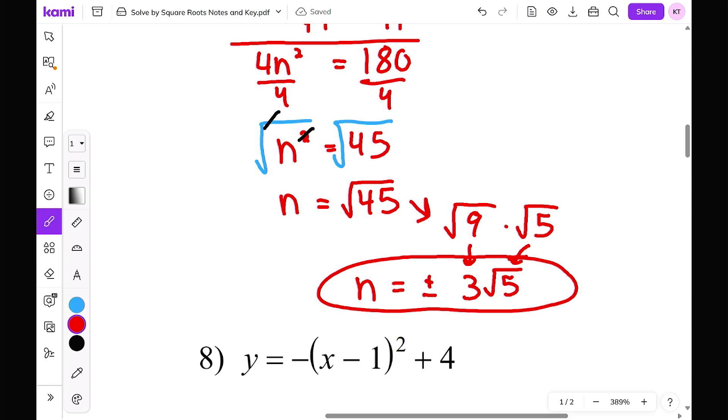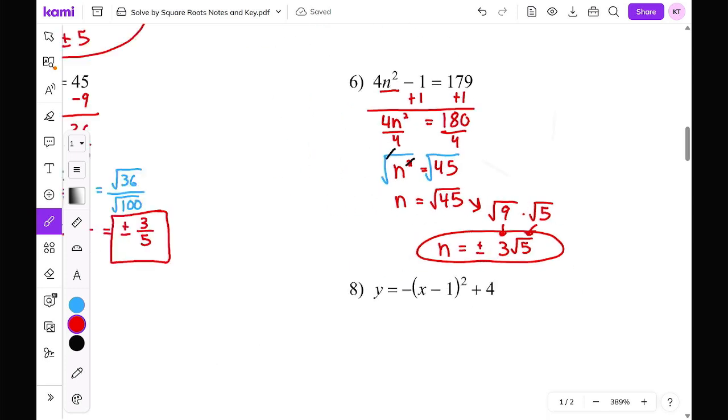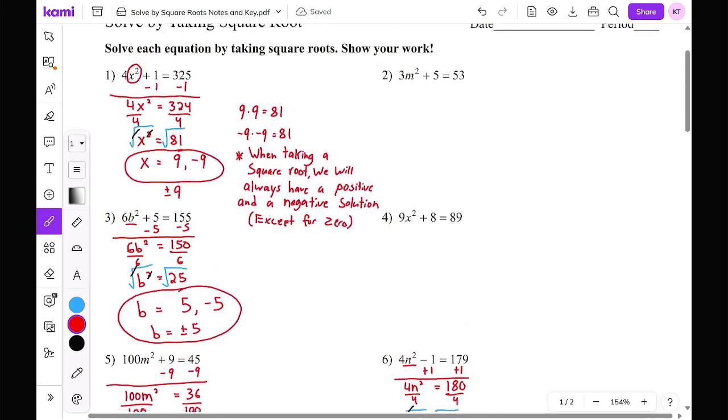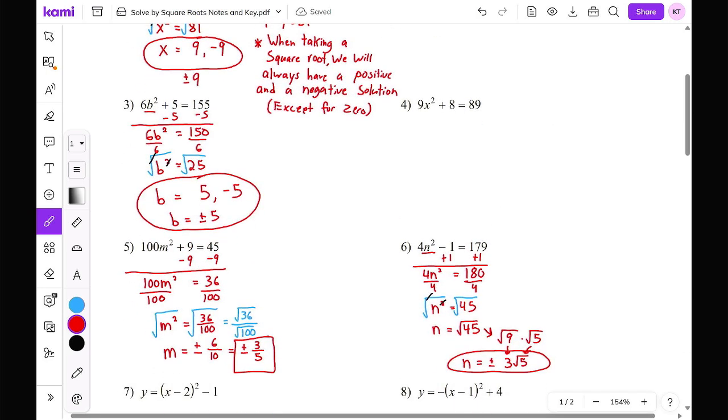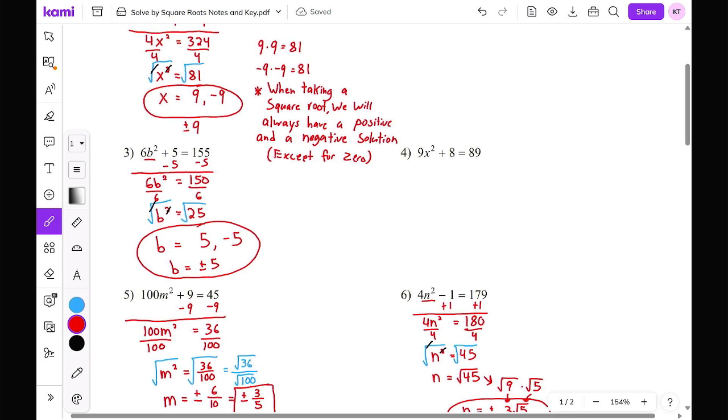All right. So as we see in all of these questions, numbers 1, 3, 5, and 6, we have some number times some variable squared, plus or minus another number is equal to some number. So these are all set up pretty much exactly the same, and we solve these using basically the same steps, and then sometimes the simplifying works a little bit differently.